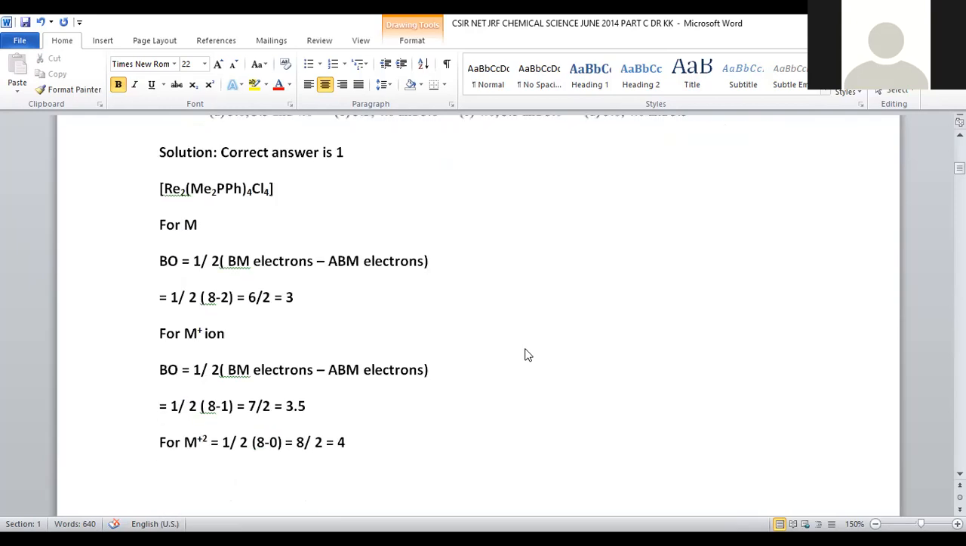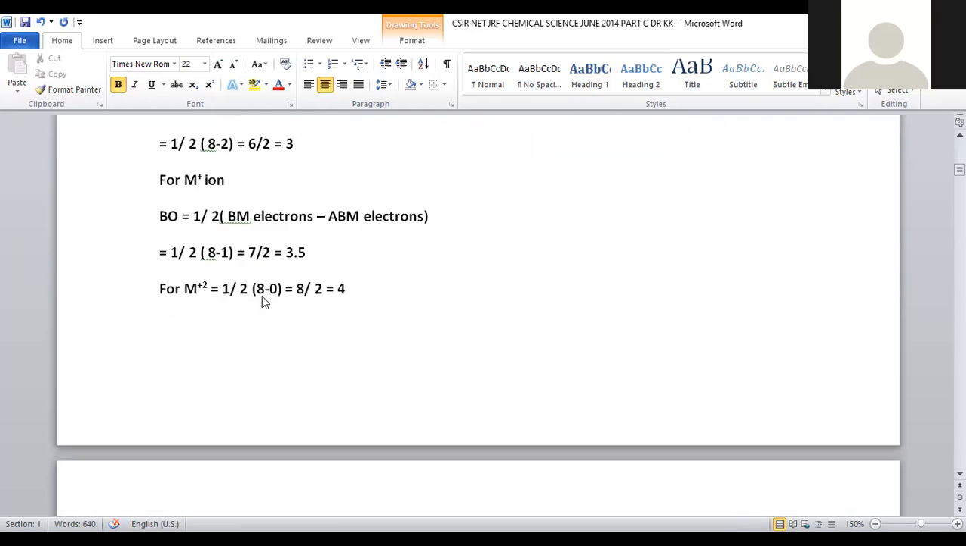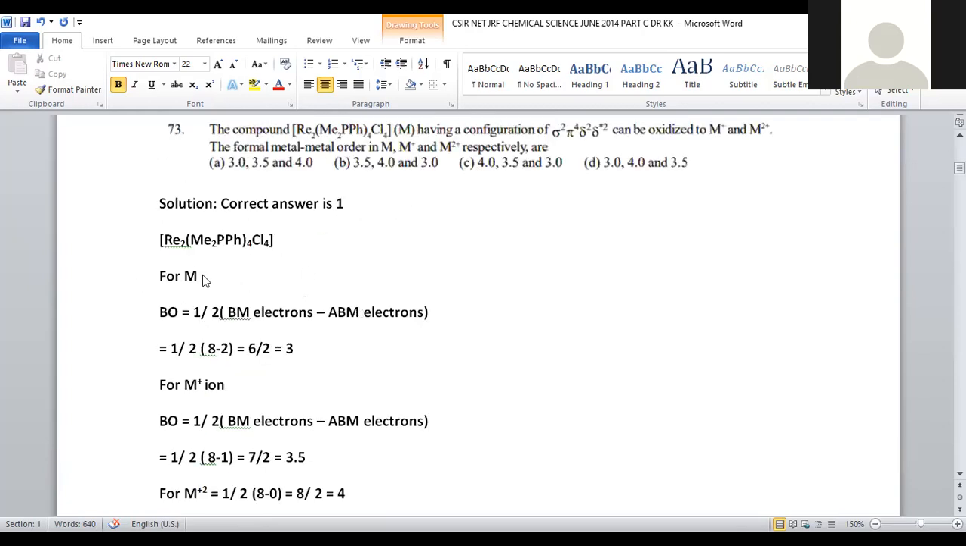When we go with M2 2+, 2 antibonding electrons got removed. The asterisk mark 2 electrons got removed, right? So here the bond order will be 1/2 into 8 minus 0, that is 8/2, which is bond order 4. So rhenium is bonded by bond order 4. So for the zero oxidation state, the bond order will be 3, for M2+ it is 3.5, and for M2 2+ it is 4. All are given in the correct order in option number 1. For question number 73, option number 1 is the correct answer.